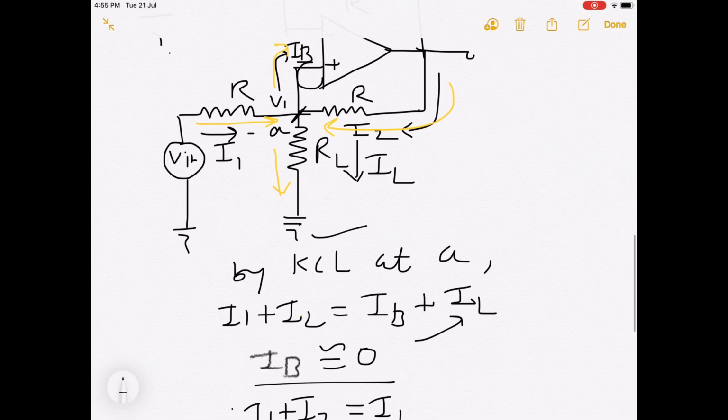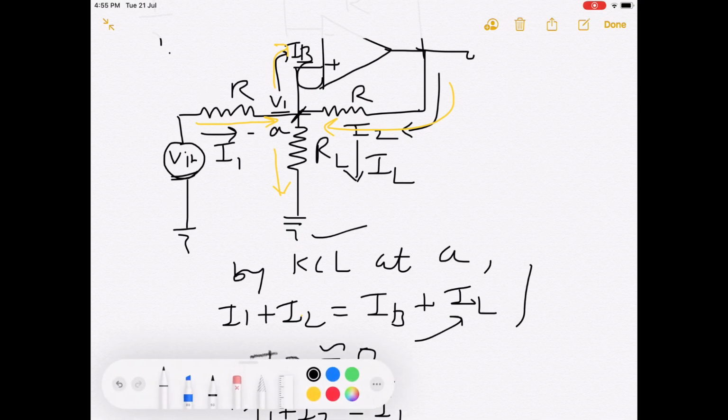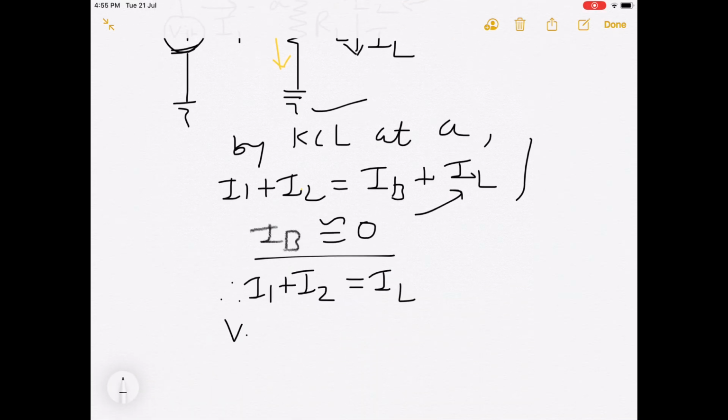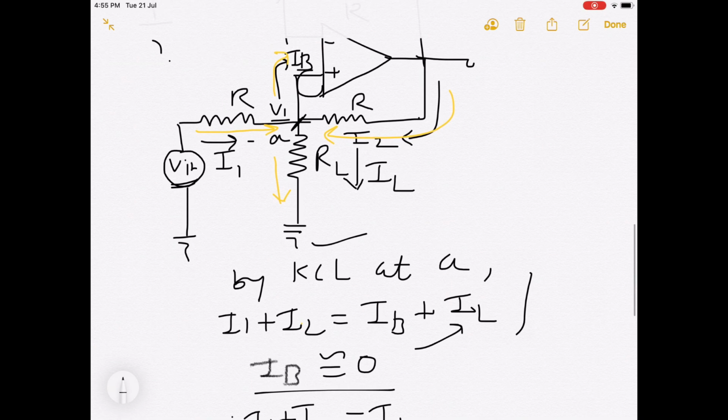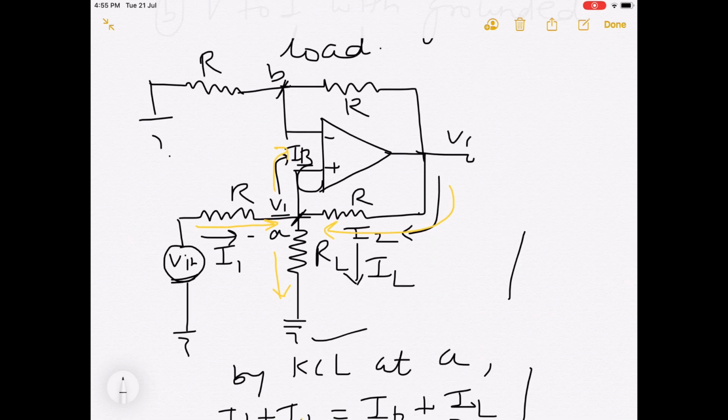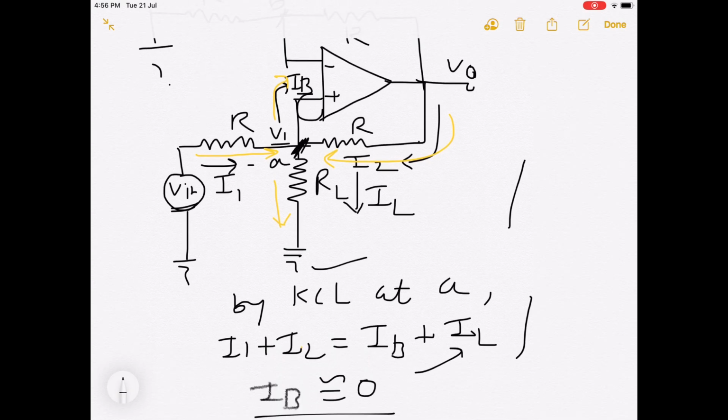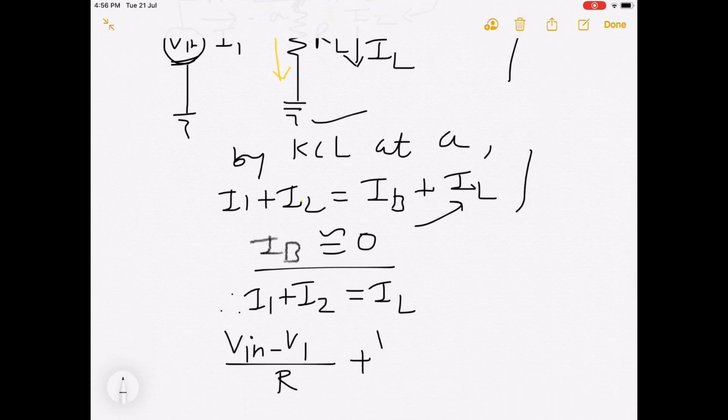Now, see this diagram. What is I1? I1 is equal to V in minus V1 by R. Okay. So, we can write like this, V in minus V1 by R is I1, plus I2 is what? I2 is VO minus V1 divided by this R. So, VO minus V1 divided by R is equal to IL, because we want to find out IL.